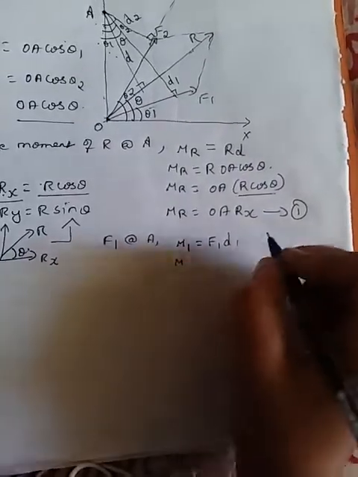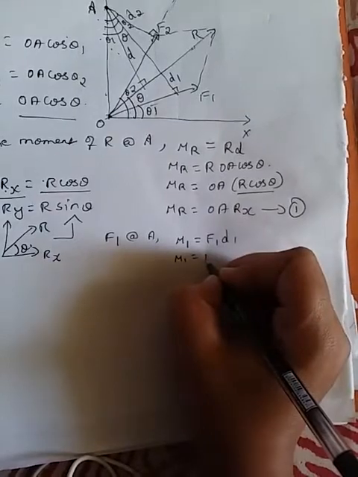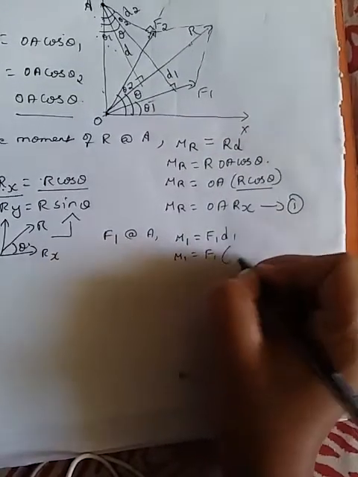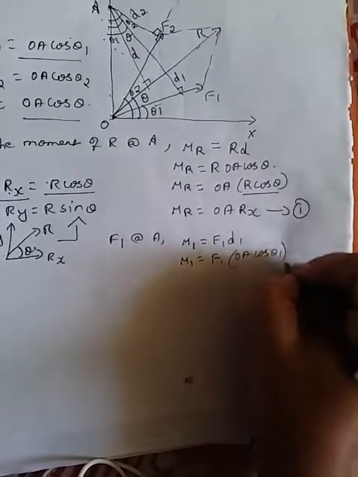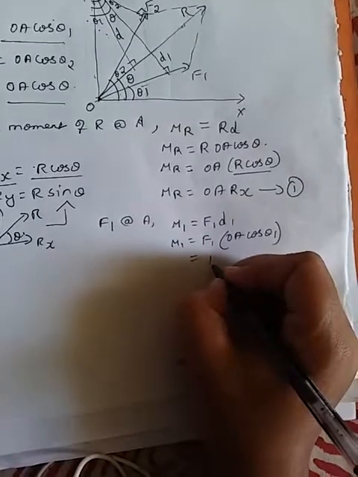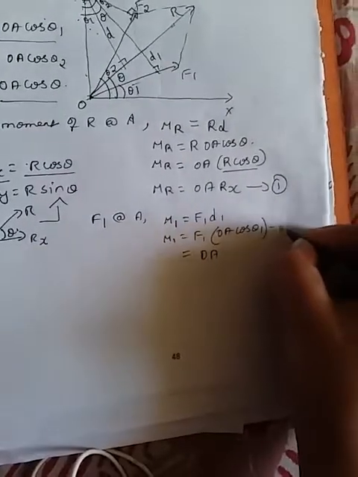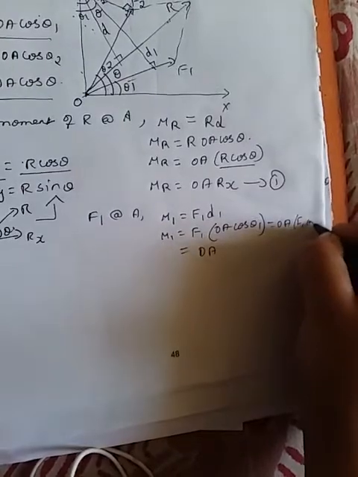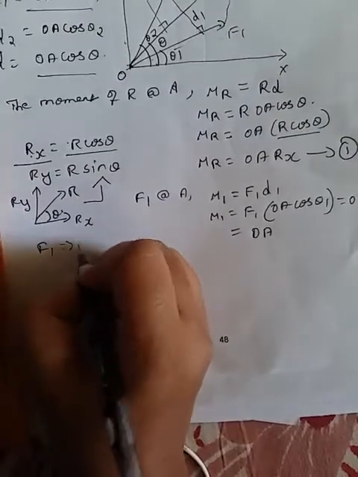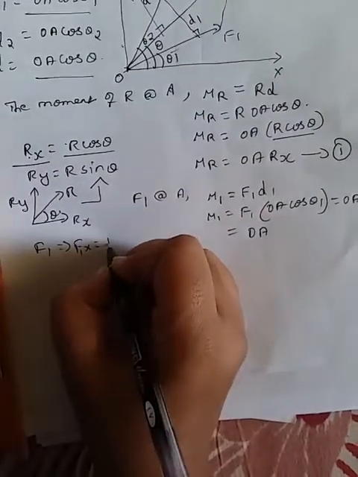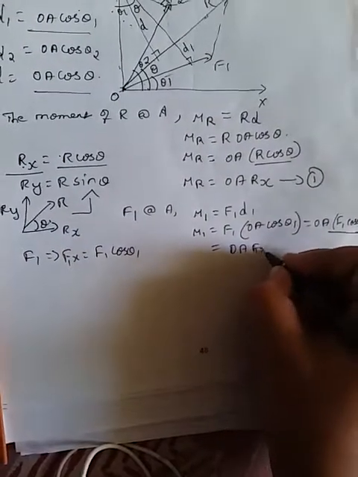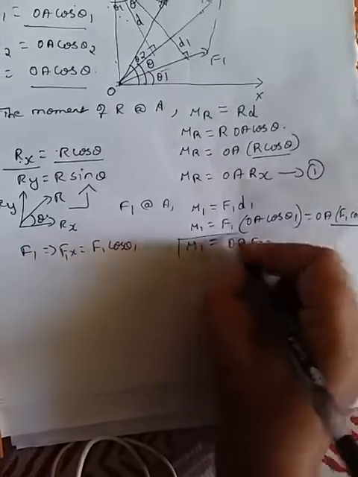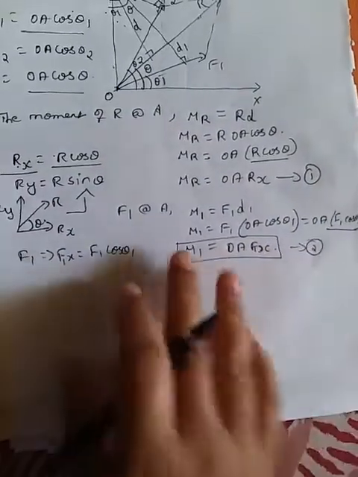Now M1 equals F1, you keep it as it is, and d1 becomes OA into cos theta 1, which equals OA keep outside, inside F1 cos theta 1. So F1 cos theta 1. Similarly for F1, Fx equals F1x equals F1 cos theta 1. So it becomes M1 equals OA into F1x. This is equation number 2.